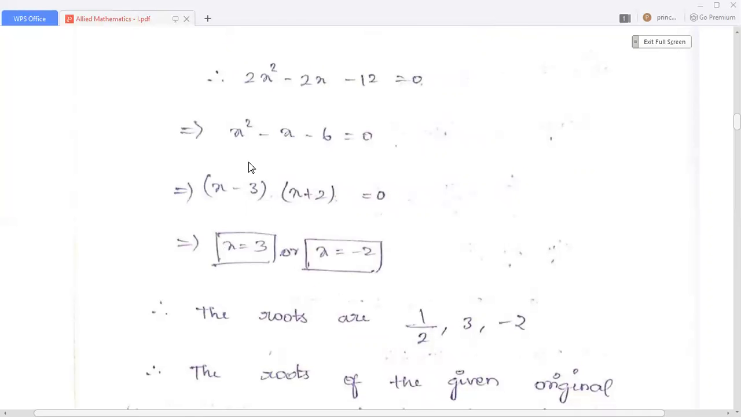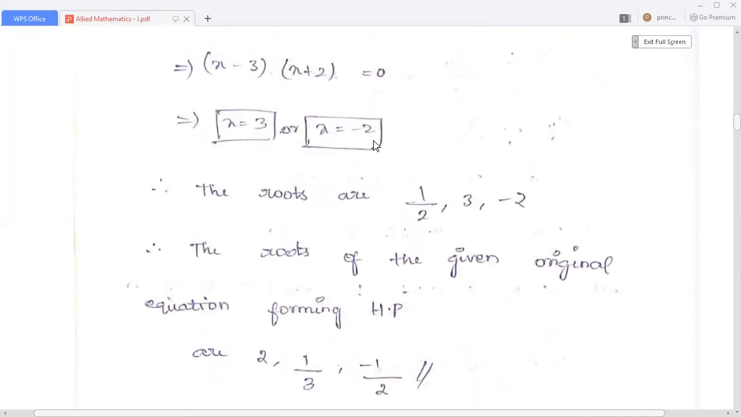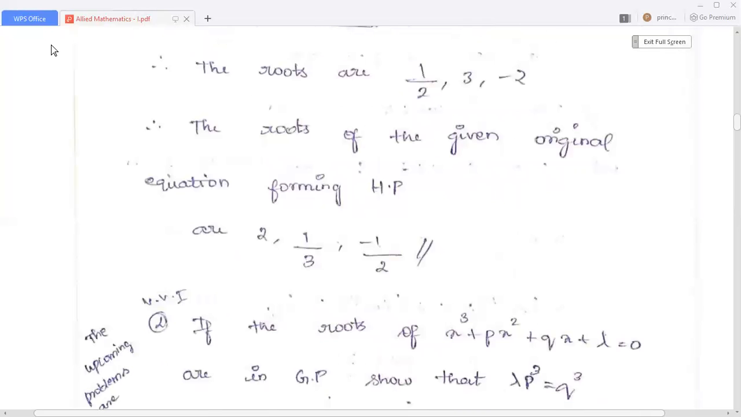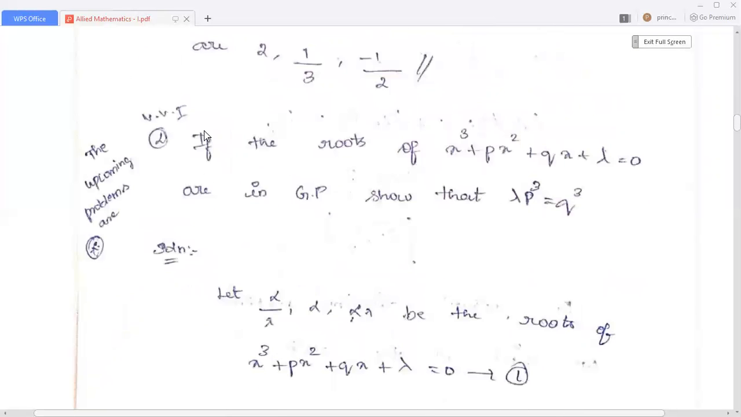If you solve this quadratic equation by the factorization method, we get x equal to 3 or x equal to minus 2. Therefore, the roots are 1 by 2, 3, minus 2. Therefore, the roots of the given original equation forming harmonic progression are 2, 1 by 3, minus 1 by 2. So this completes the problem.